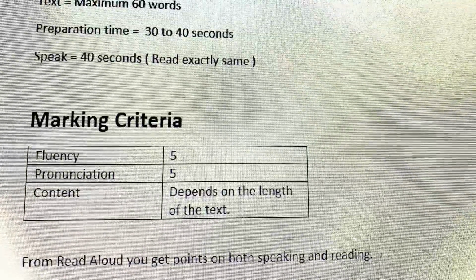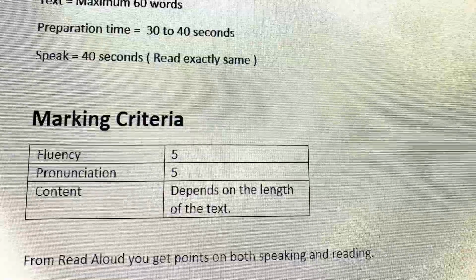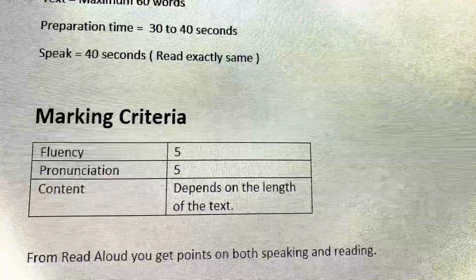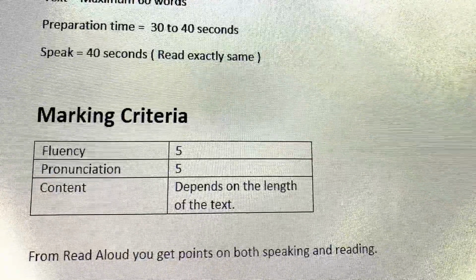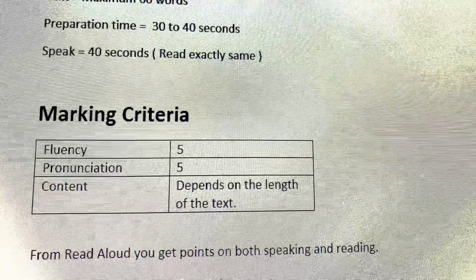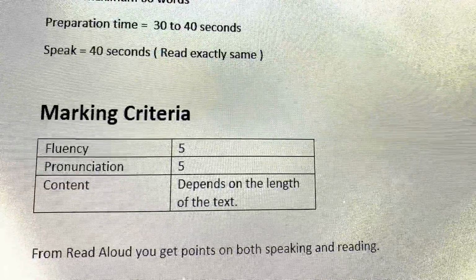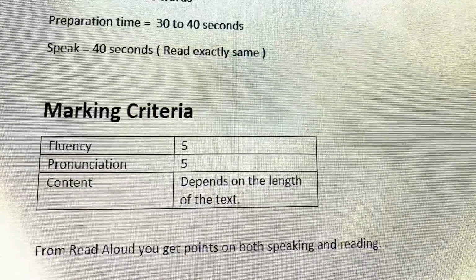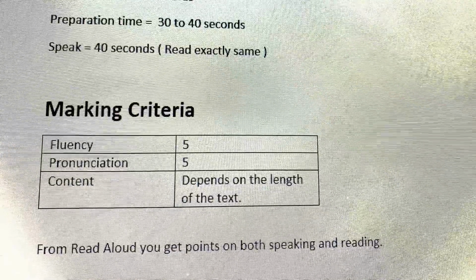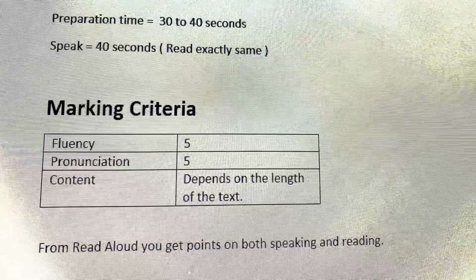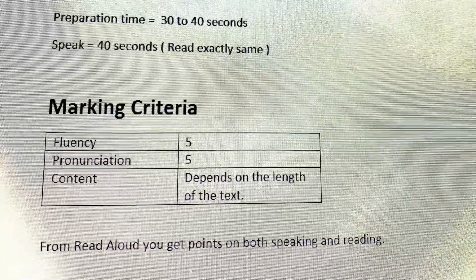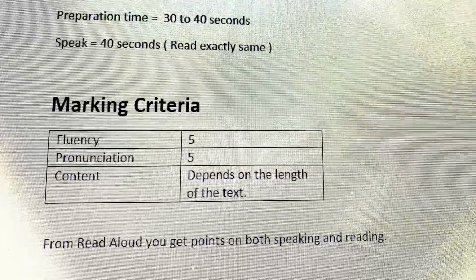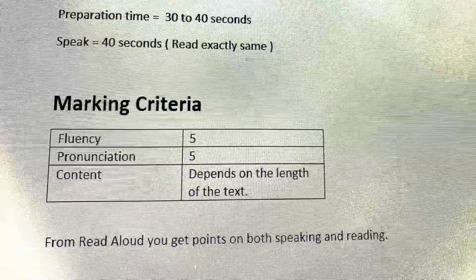Here you have to read the text exactly as it is. You are not allowed to alter anything. If you do so, you will lose marks for your content. You will be marked based on your fluency, pronunciation, and content. From fluency and pronunciation, you will get 5 marks each, and the marks for content depend on the length of the text. From read aloud, you will get points in both speaking and reading.